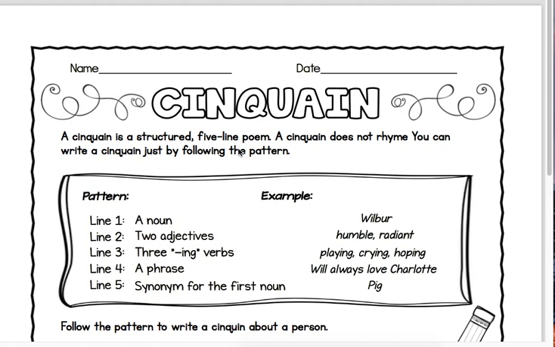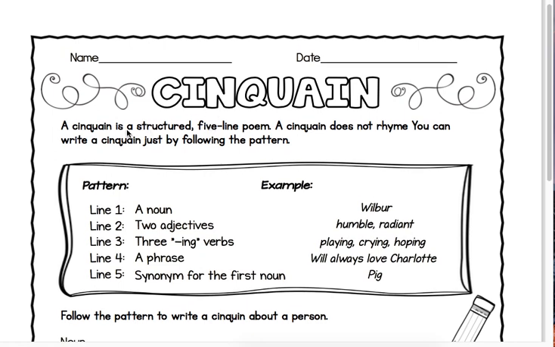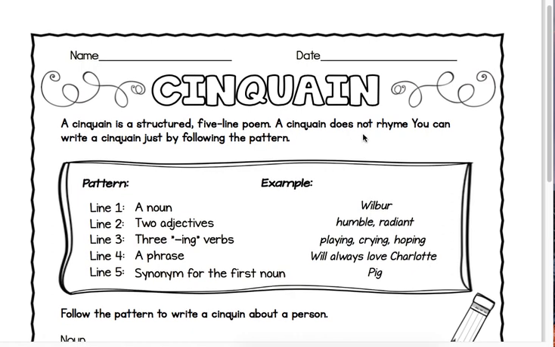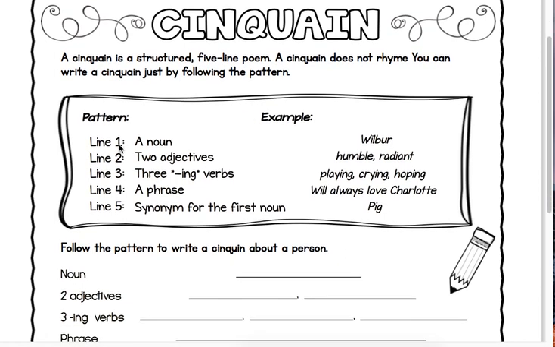Hi everyone, this is our last poem for the poetry unit, the pandemic poetry that we've been writing. This kind of poem is called a cinquain, and it follows a 5-line structured pattern, which I will explain below. Just note that it does not rhyme, and you can write it by following the pattern. Let's look at the pattern first.